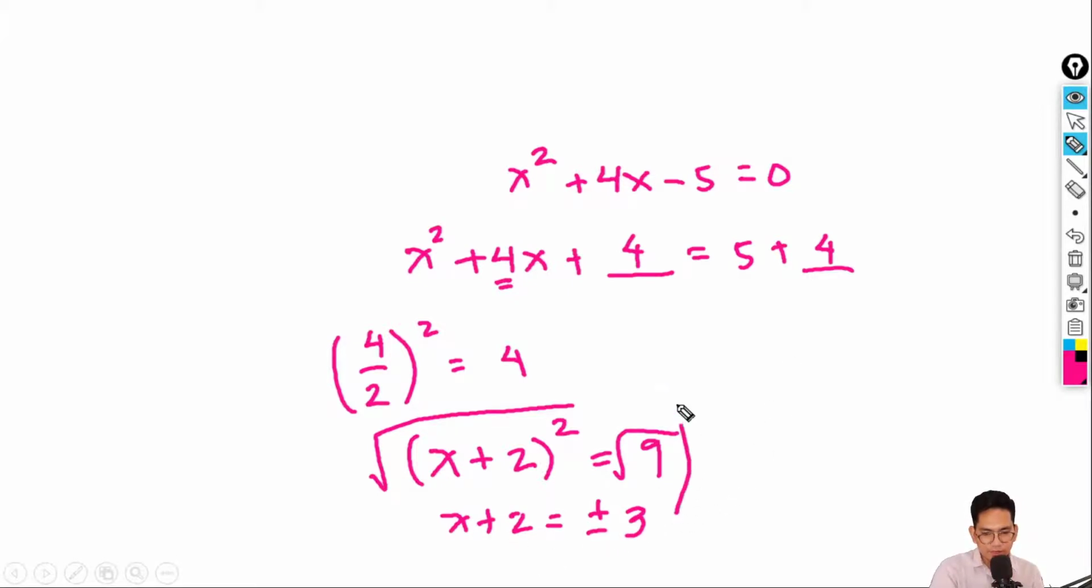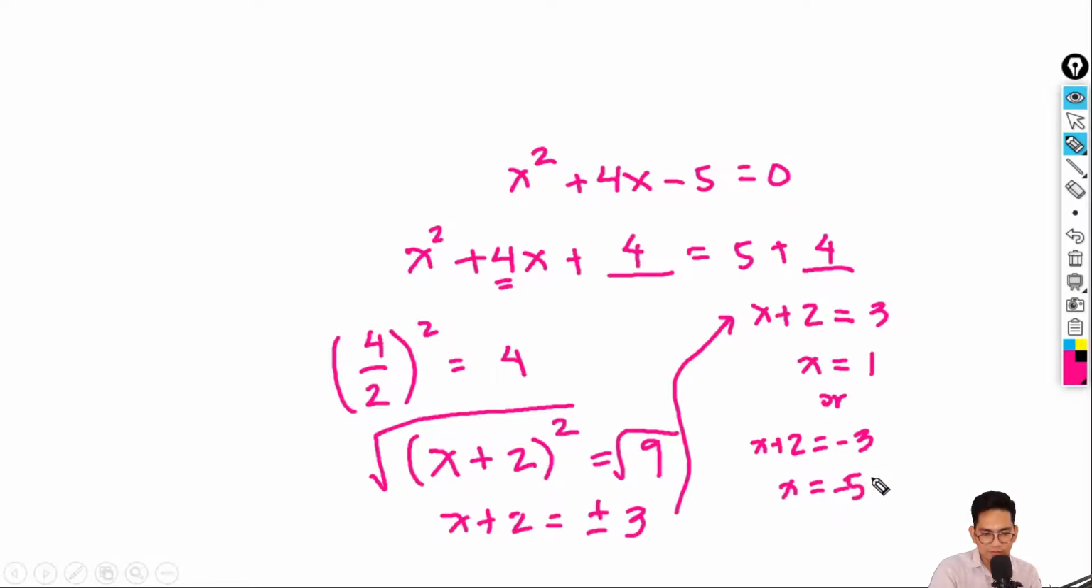And then for continuation, we'll have x plus 2 is equal to 3. Therefore, we have x is equal to 1. Or x plus 2 is equal to negative 3. Therefore, we have x is equal to negative 5 as our solutions.